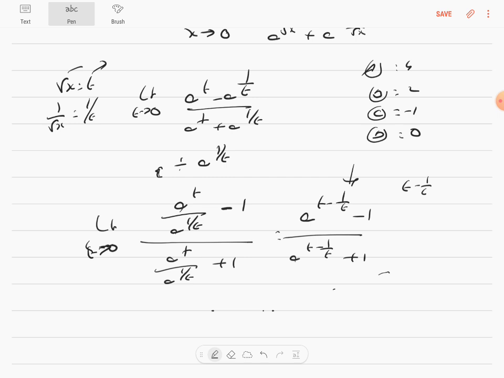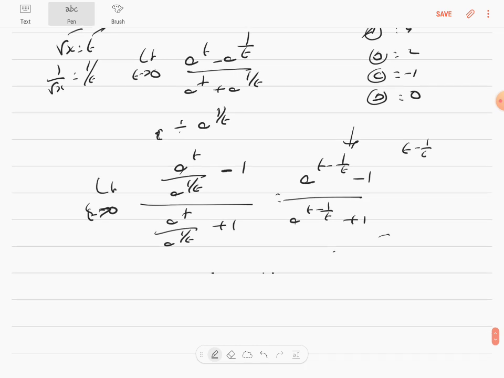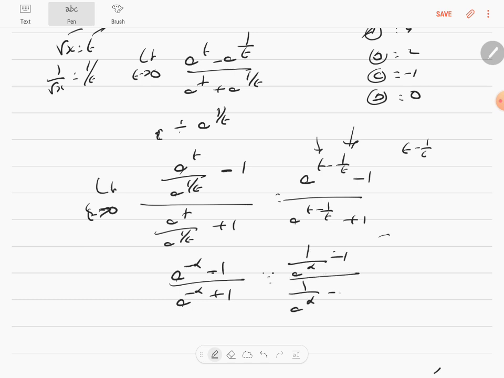T is tending to 0. It's getting to infinity form. Oh, it's still infinity form. This is 0 minus infinity, so a to the power minus infinity minus 1 by a to the power minus infinity plus 1, and it's like 1 by a to the power infinity minus 1 by 1 by a to the power infinity plus 1 is infinity. 1 by infinity is 0, so it's minus 1 by 1, which is equal to minus 1. So thus option C is the right answer.